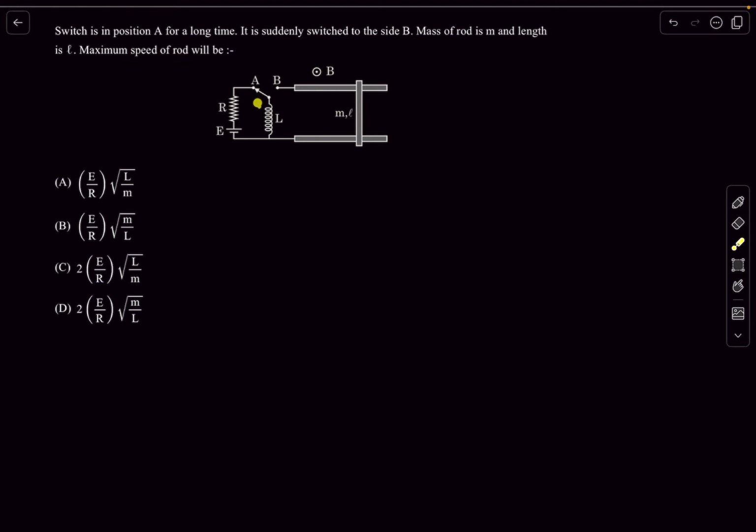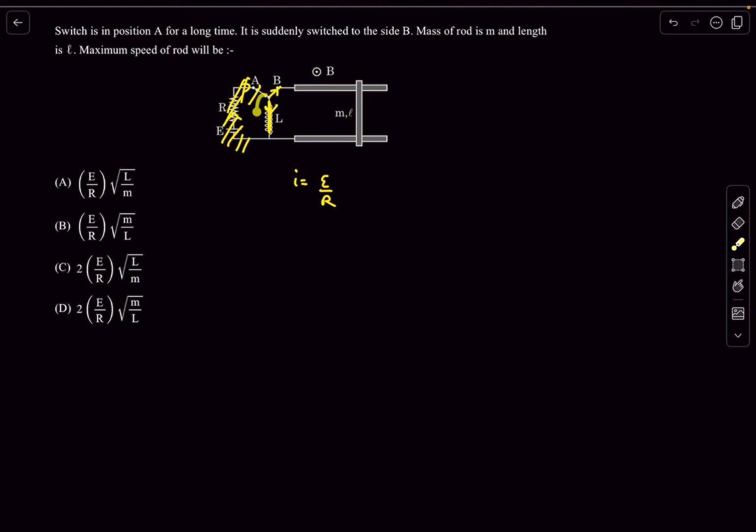Okay, so initially it's simply an LR circuit, and now as the switch is in position A for a very long time, we can treat the inductor like a short circuit because the current would have reached its stable value, right? So the current in this circuit is simply E divided by R, and it is flowing in the clockwise sense, right? Okay, so now we switch it to side B, so this circuit is inactive now.